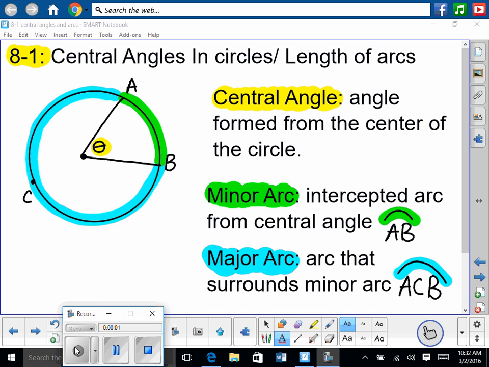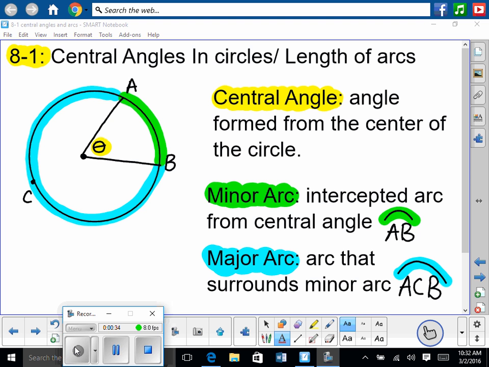Circles unit. So we're going to first talk about some definitions. First of all, central angles in circles is what we're going to talk about first, and then we'll be doing lengths of arcs. A central angle is formed by starting from the center of the circle and working its way out. Does everybody see how we have this line and this line making up this angle theta? Now it's called a central angle if it starts from the center of the circle and works its way out. For it to be a true central angle, it has to start right in the center of the circle.